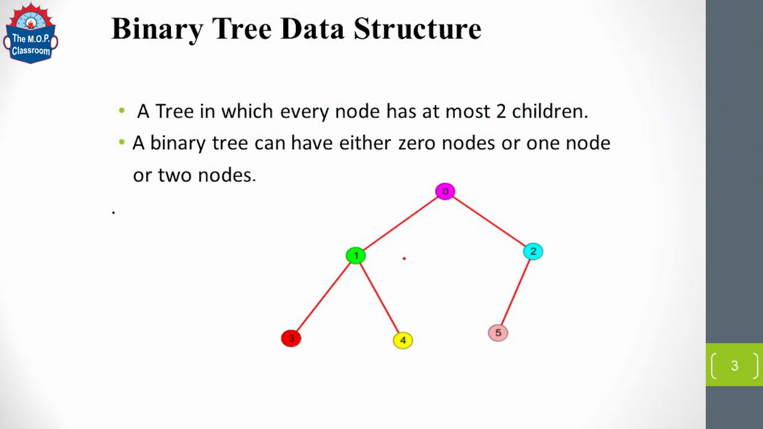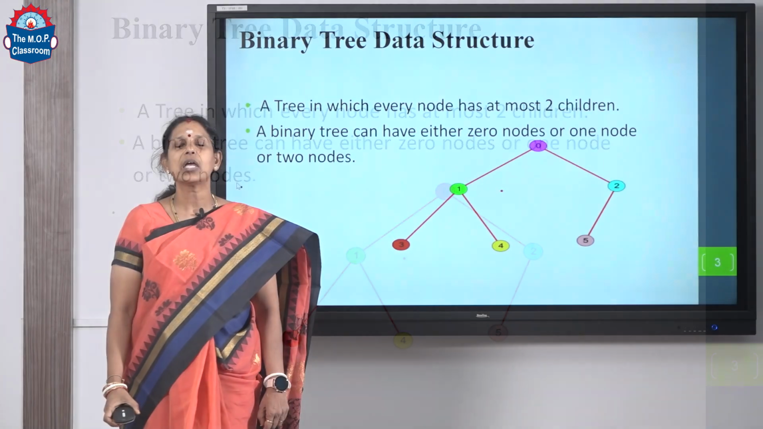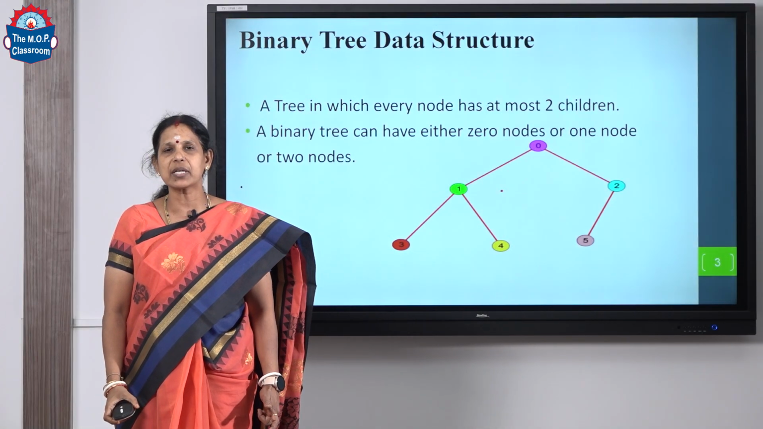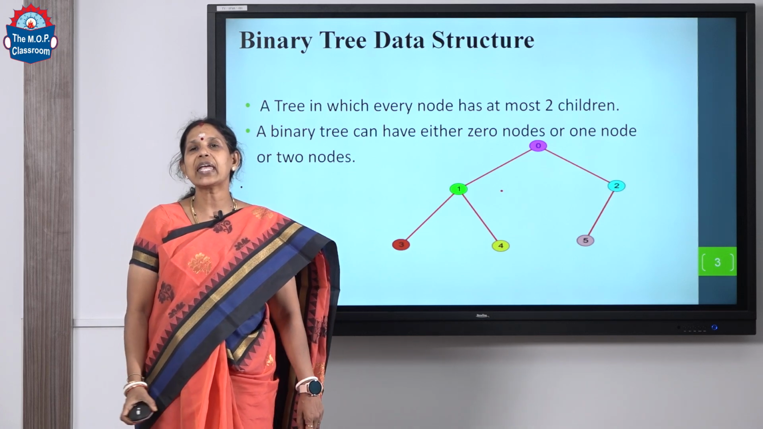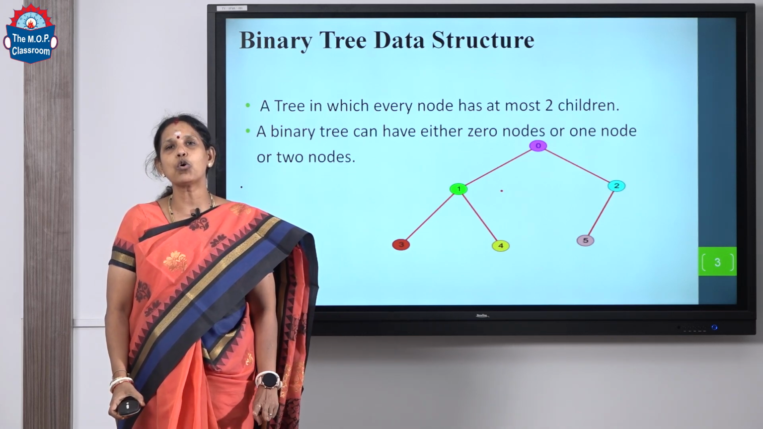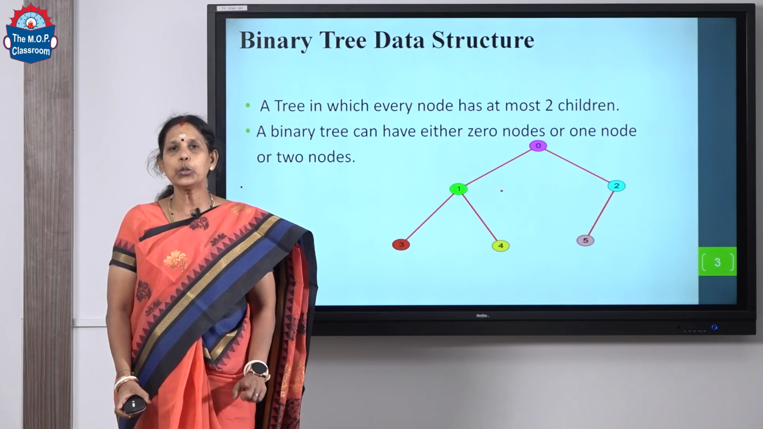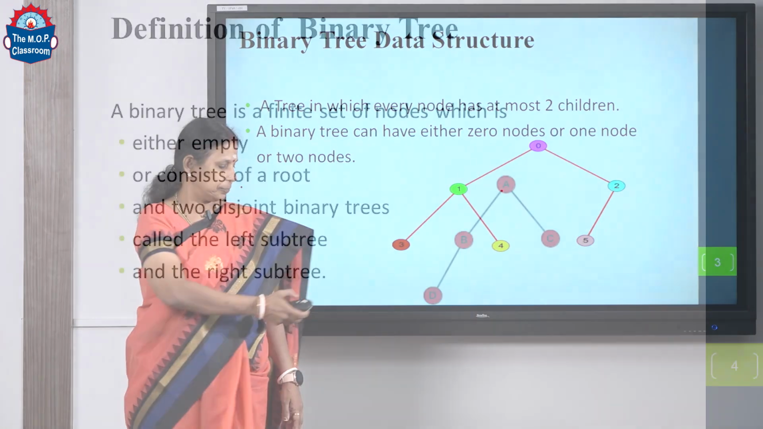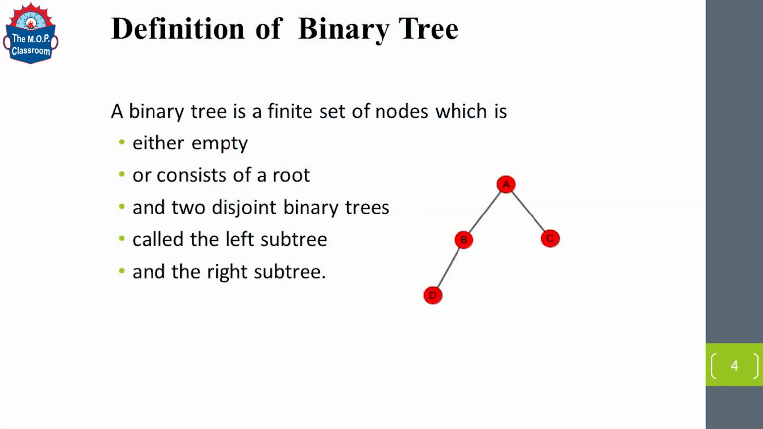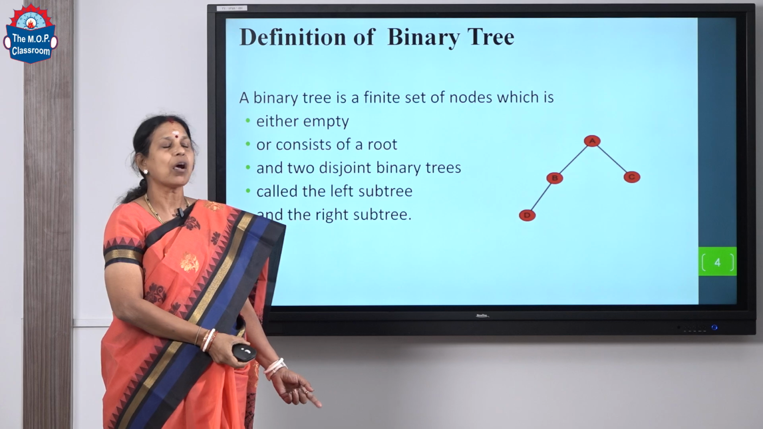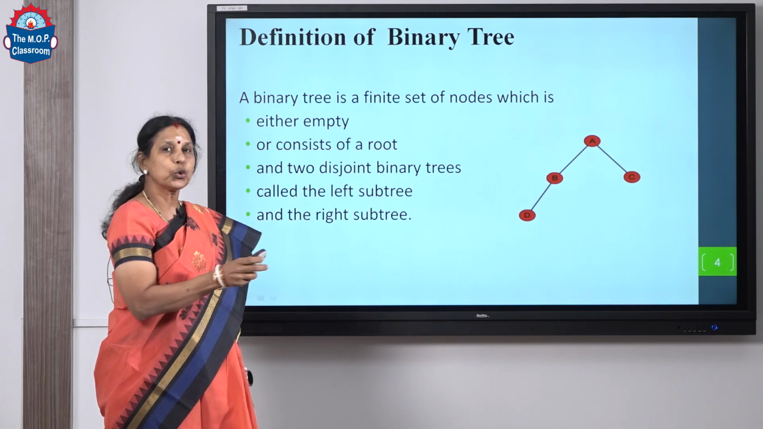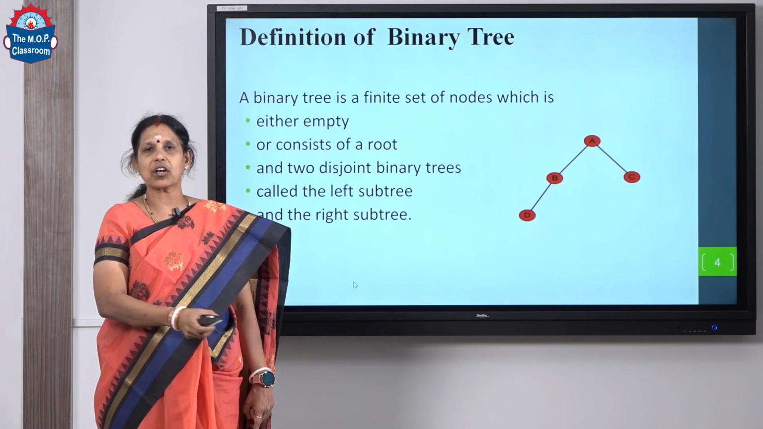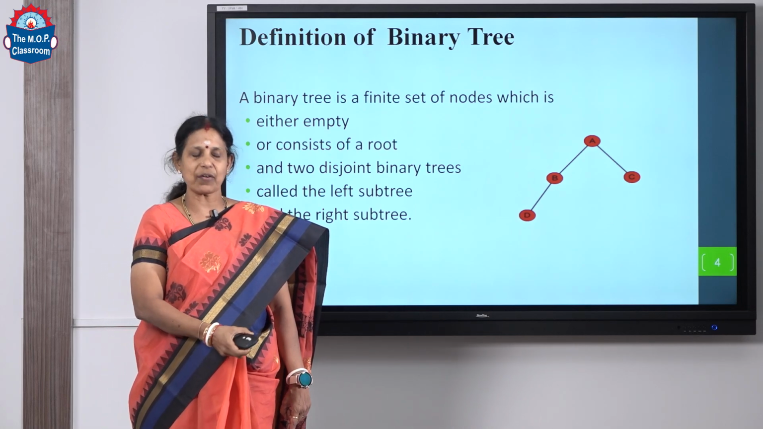After seeing the tree data structure, we have a special type of tree which is called the binary tree. When we say binary tree, the word binary means 2. So, here each node can have at most 2 children, which means a node can contain 1 child, 2 children or no child. The definition of a binary tree: a binary tree consists of a finite set of nodes which is either empty or consists of a root and 2 disjoint binary trees, called the left subtree and the right subtree.